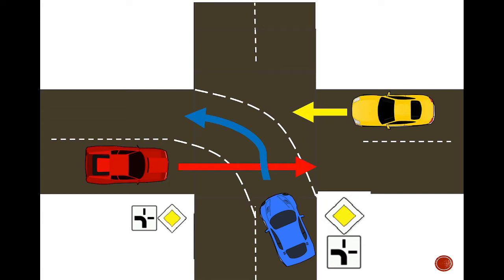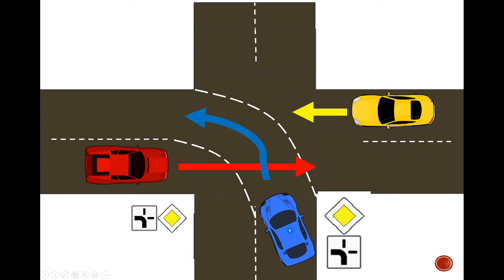That's the question. The point to note is that the traffic on the priority road has the right of way over the cars which are intersecting or joining the priority road. So in this case, clearly the blue car and the red car have priority over the yellow car.